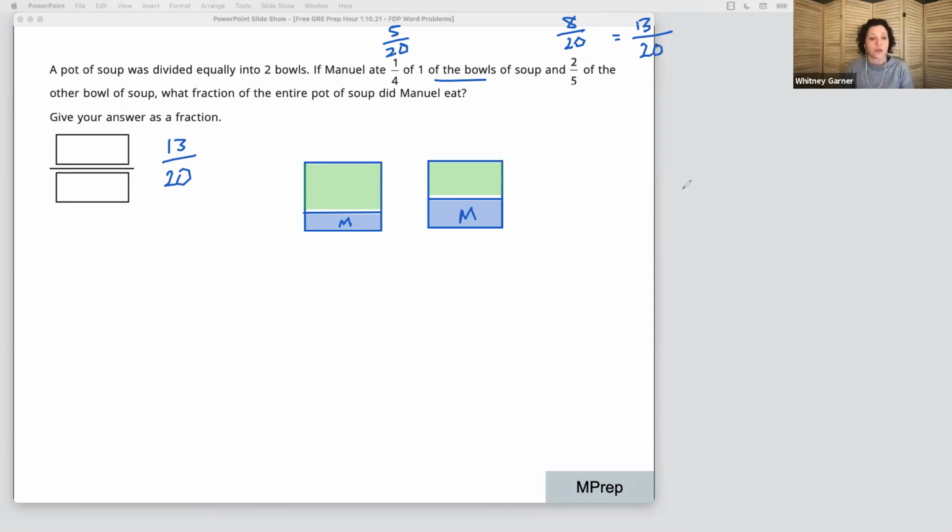What is 13/20? 13/20 of what? So he's eating 13/20 of what? Of one bowl of soup, right? Because we want to think about what we're taking these fractions of. So 5/20 of a bowl, and he gets another 8/20 of a bowl. So he's eating 13/20 of a bowl, but there are 2 bowls. So in essence, I'm going to have to see this as 13/40. Ooh.